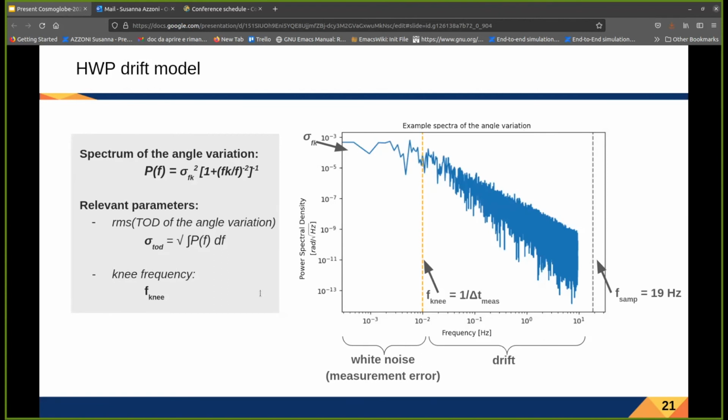And in the different measurements, you assume that you lock your half-wave plate, so you determine the angle with some error regularly. And so we avoid having the half-wave plate drifting completely because we are recalibrating every time with the encoder. And so we parameterize this spectrum with two parameters, the sigma of the TOD, which is of the TOD of the angle variation, and the knee frequency of the spectrum.